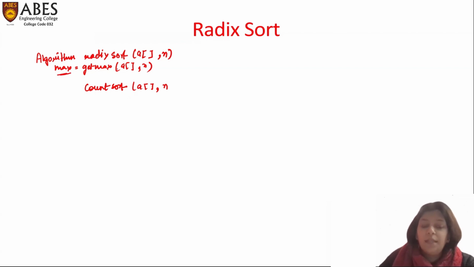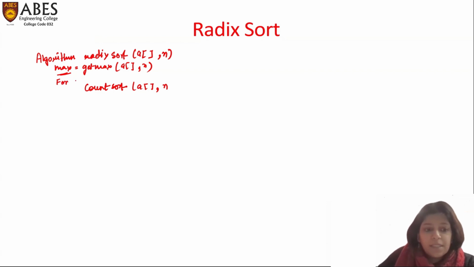Suppose there is an input in which the maximum digit is 1563. So in that case, we need to have four passes, right? And in every pass, what we are doing? We are just sorting the arrays with the help of count sort. So that is why we have taken this max. We have just taken the maximum number which is stored inside the input. Now for this, what we have to do, we have to call the count sort.